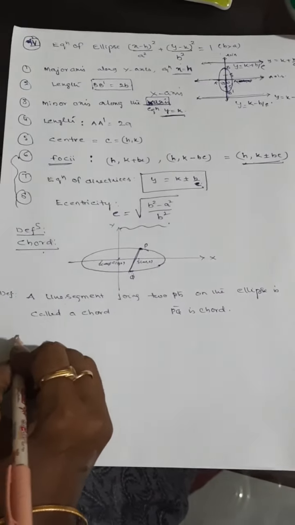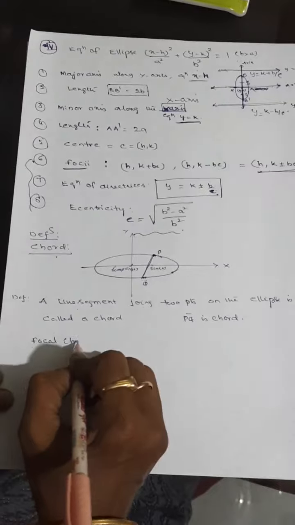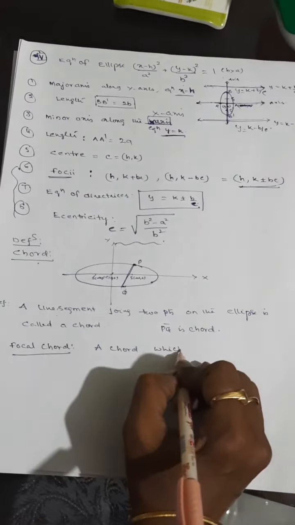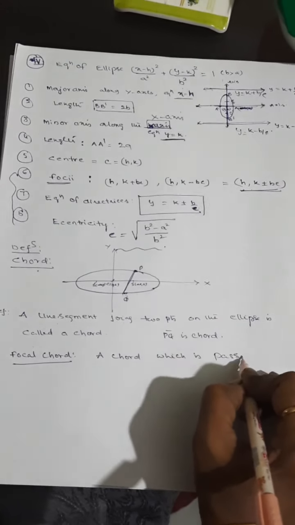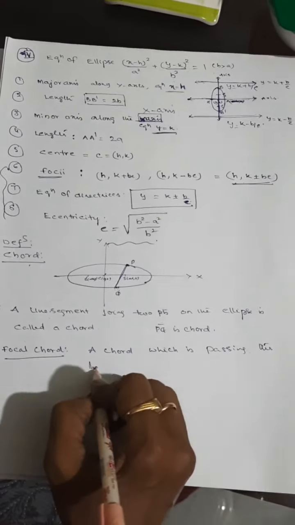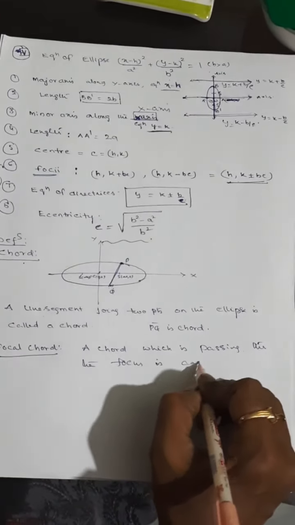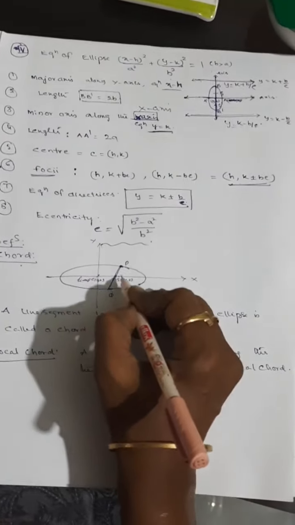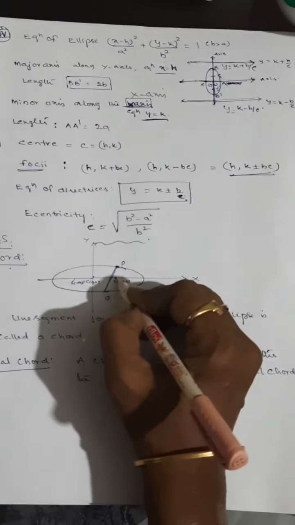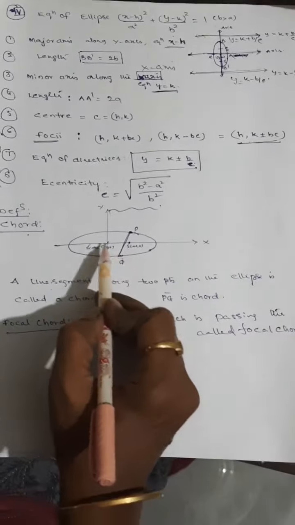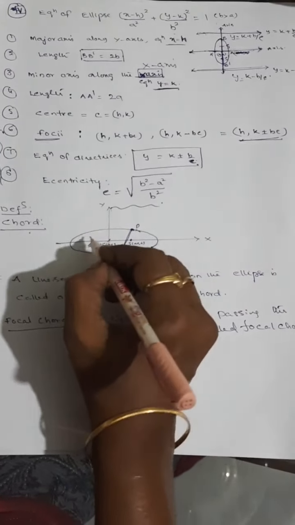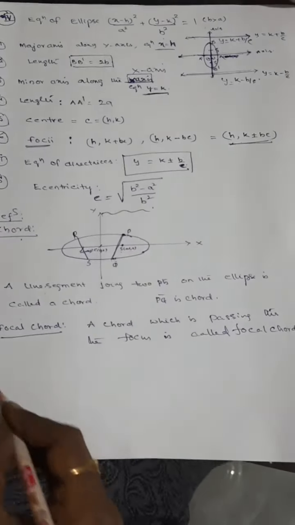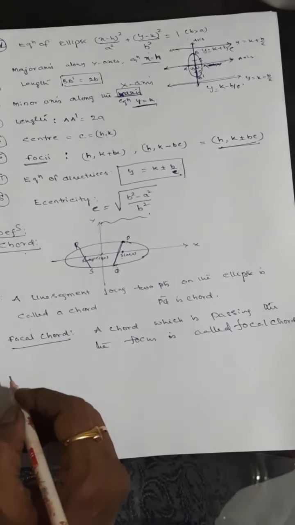Now, the second definition is focal chord. A chord which is passing through the focus is called a focal chord of the ellipse. Here S is a focus and S dash is another focus. Any chord which is passing through a focus is called a focal chord. Okay? Now, the third definition is latus rectum.